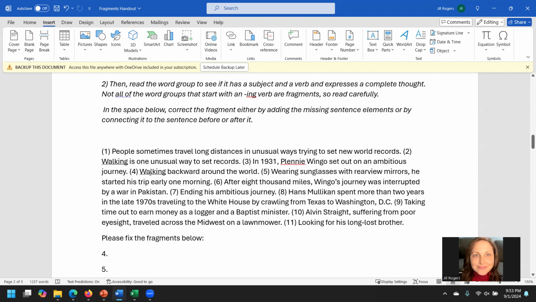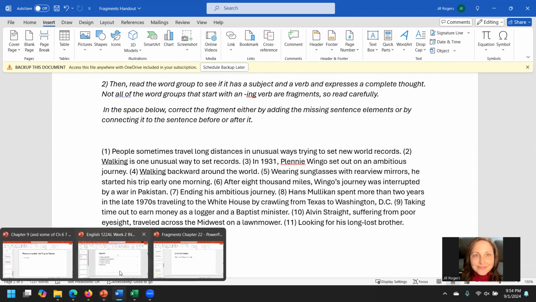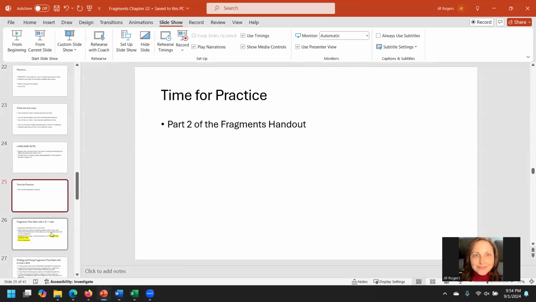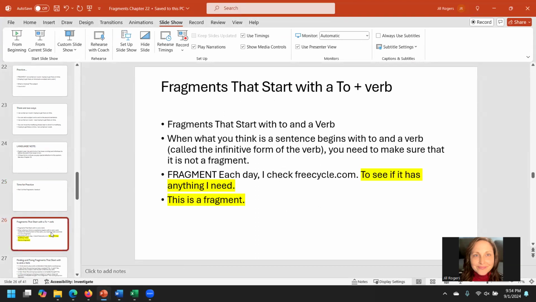You don't need a comma, because it's a restrictive clause. It changes the meaning of the sentence. So all you have to do is take out the period and make the W a lowercase. And then just keep going, find those gerunds, underline them. Just ask yourself the same thing: is this a complete sentence? If it's not, either add the missing information or add it to the sentence before or after it, whichever one makes sense. Okay, going back to the handout, the next one is fragments that start with a to plus verb.